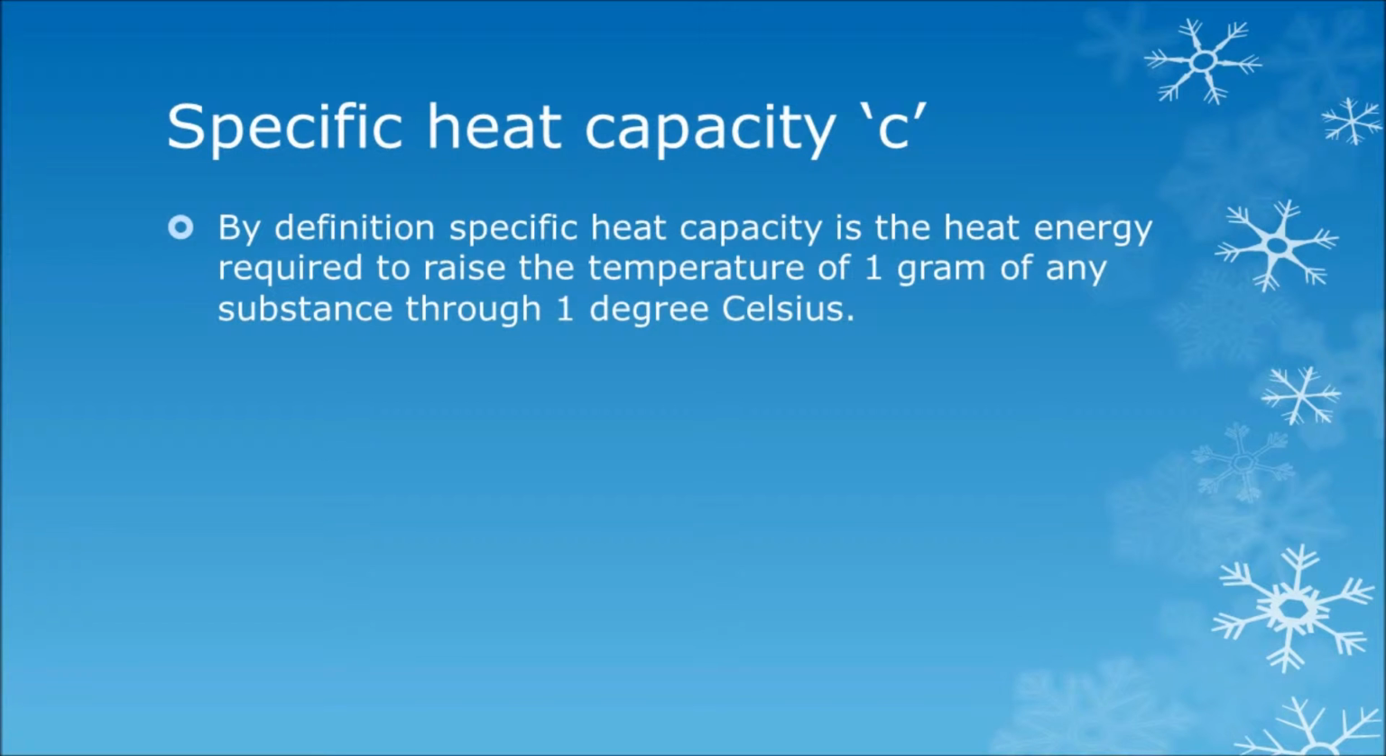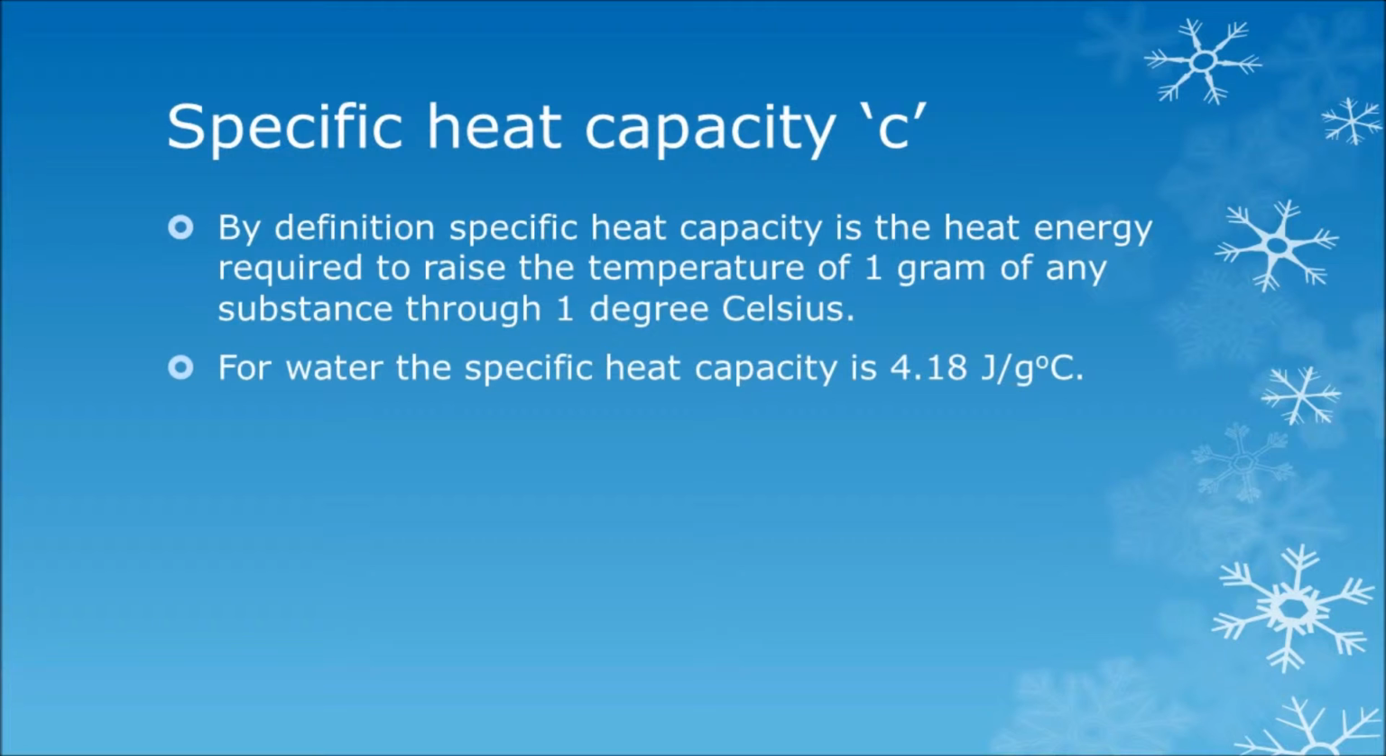It is usually represented by the letter c. For water, the value of specific heat capacity is 4.18 joules per gram per degree Celsius. The unit is critical because by looking at the unit, you can actually say what that number represents.